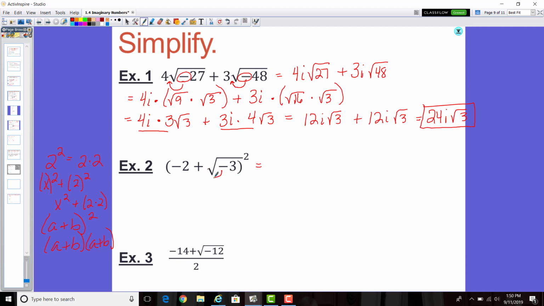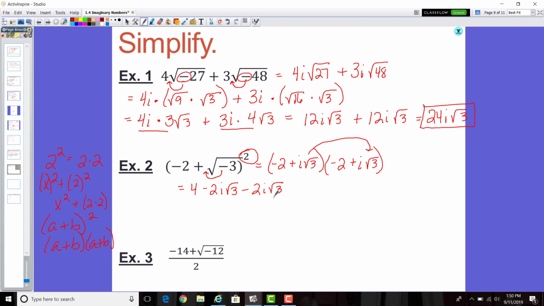But we also have to worry about this. So that i has to come out. So that becomes negative 2 plus i radical 3. And now we're going to square that. So the same thing will multiply by itself. Then it just becomes a FOIL problem. Negative 2 times negative 2 is positive 4. Negative 2 times i radical 3 is negative 2i radical 3. We get the same thing on the inside terms, negative 2i radical 3.